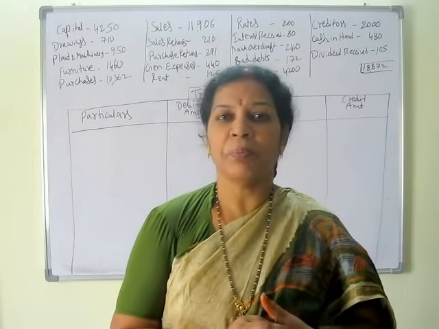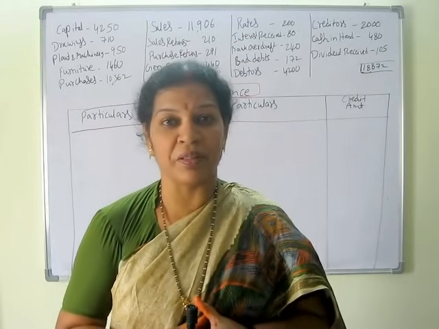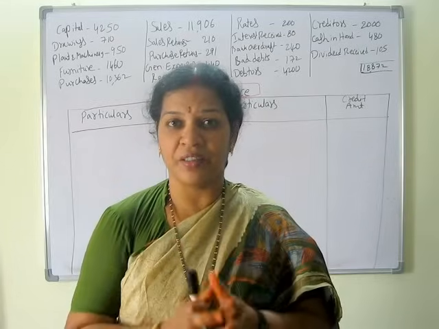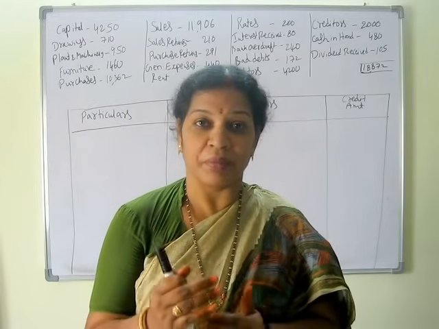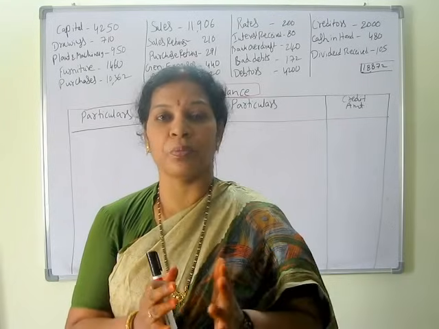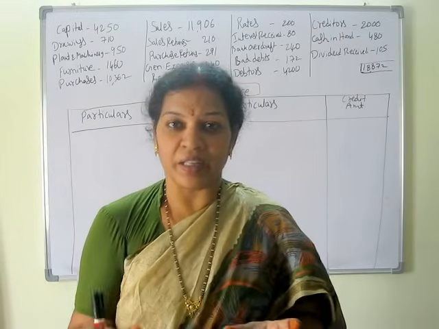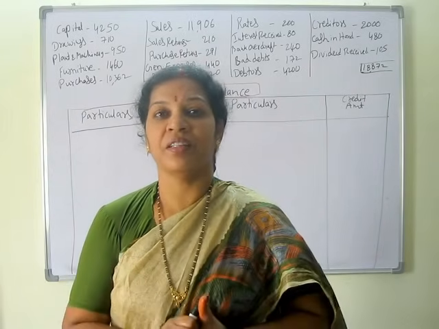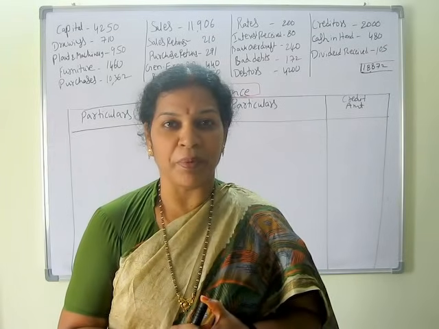Why do we prepare this trial balance? To know the accuracy of the accountancy, we prepare this trial balance. In trial balance, we'll have debit and credit. Both the columns should tally. Tally in the sense both sides should be the same. The total debit amount and the total credit amount should be equal. Then we can say the accuracy of the accountancy is there, and the accounts are prepared properly.